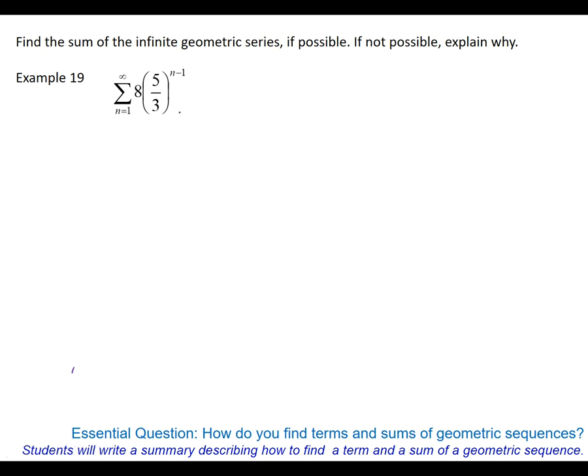Look at this. Is it bigger than 1? Yes, it's bigger than 1, right? So it says, if not possible, explain why. So I would say that it's not possible because r is greater than 1. And if you wanted to write down that r equals 5/3, just write that one.